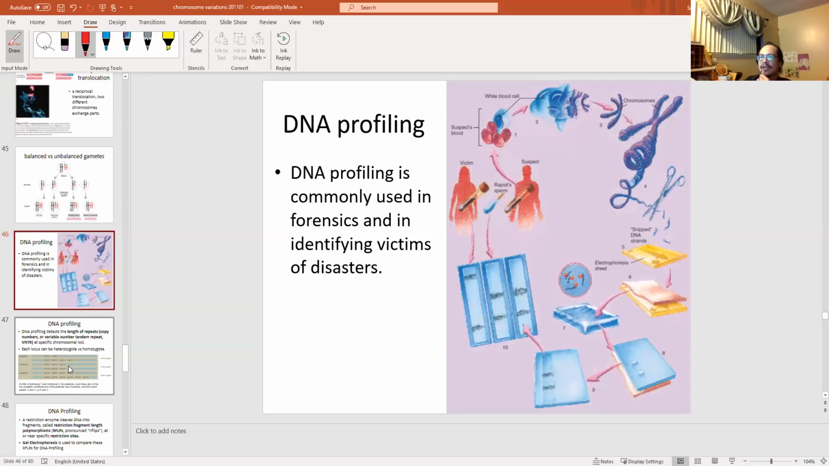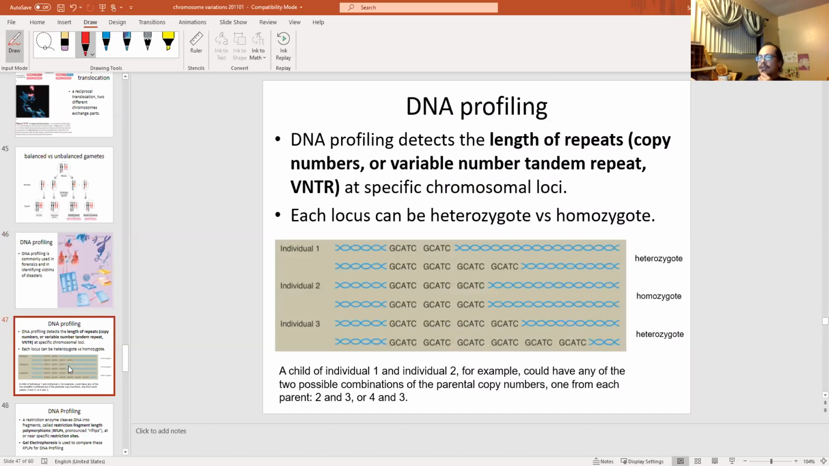All right, so here is the DNA profiling. We are looking at the length of the repeats. These are tandem repeats, where the repeat happens right next to the other one. So for example, GCATC is a typical repeat that we see many times.